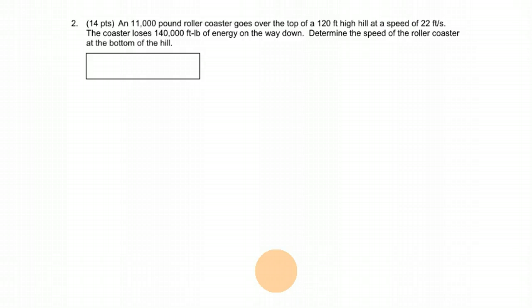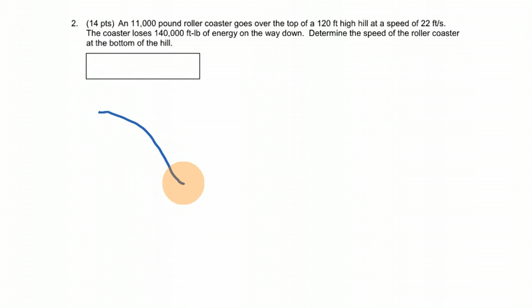Okay, here we have number 2, an 11,000 pound roller coaster going over the top of a 20 foot high hill. Speed given, loses energy on the way down. Determine the speed of the roller coaster at the bottom of the hill. So pretty obviously, conservation of energy problem.